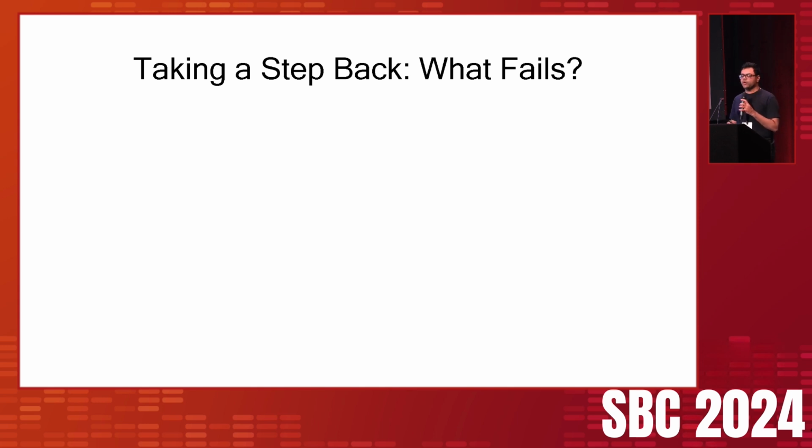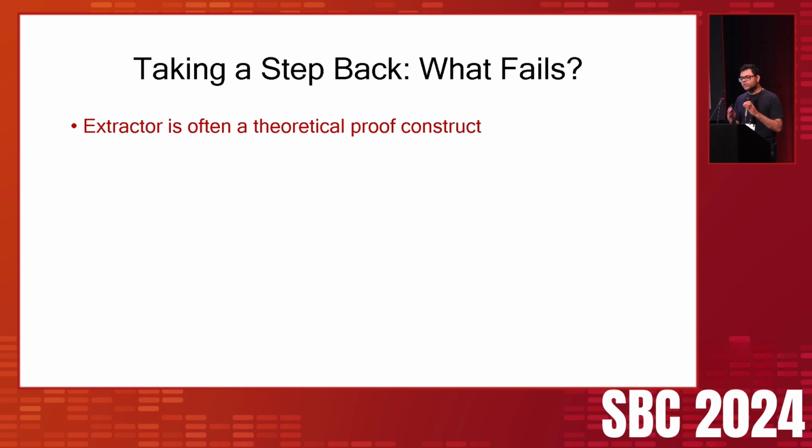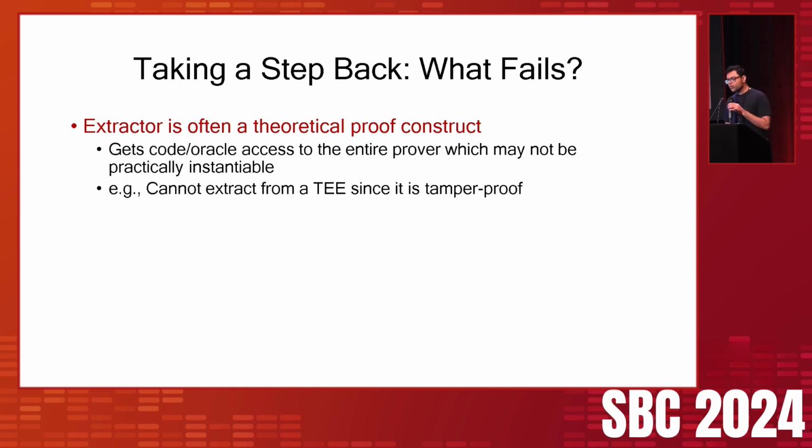So trying to understand where these definitions fail, the stark revelation here is that the extractor is often a theoretical proof construct. What does this mean? For instance, in most cases, it gets code access or oracle access to the entire prover machine, and this may not be practically instantiable. For example, if the key is held inside a trusted hardware box that is tamper-proof by assumption, the extractor should not be able to extract the key from the trusted hardware.